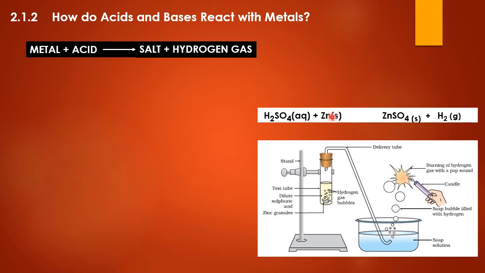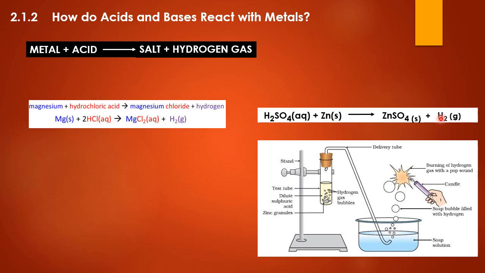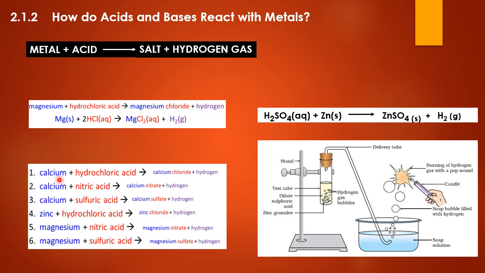H2SO4 and metal. The reaction gives ZnSO4 and H2. This is another example of metal and acid. Magnesium is metal and hydrochloric acid. It gives magnesium chloride and hydrogen. Salt and hydrogen. These are other examples of reaction between metal and acid.